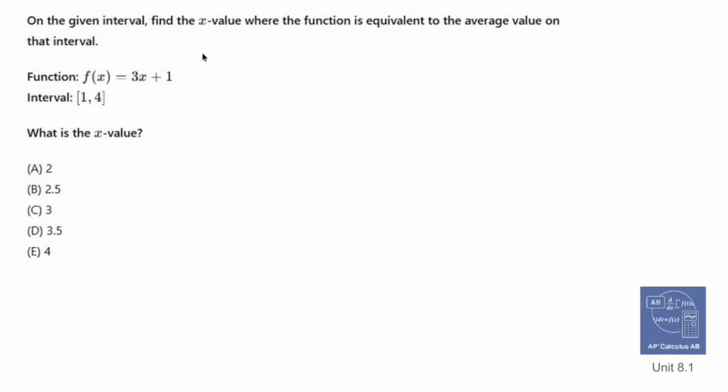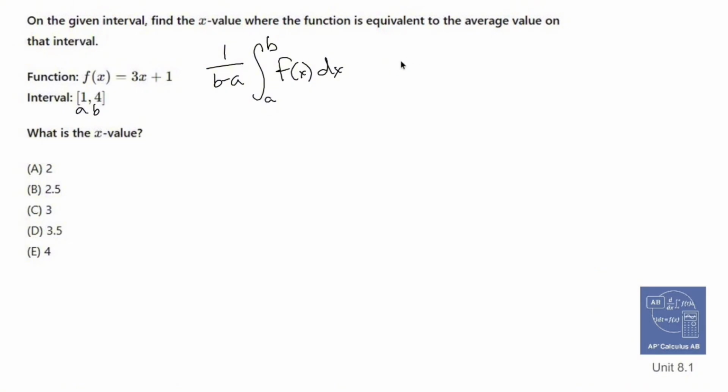On the given interval, find the x value where the function is equivalent to the average value on that interval. So we have a function, we have the interval. So let's come up with our average value function before we can even consider that. The average value function is 1 over b minus a, where a and b are the limits, of f of x dx. Okay, so that's the formula that we use.